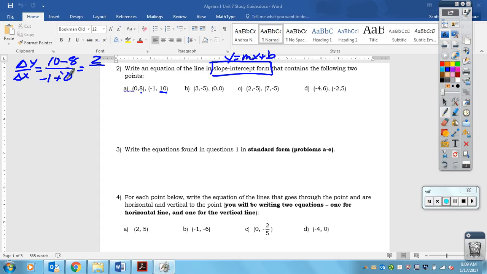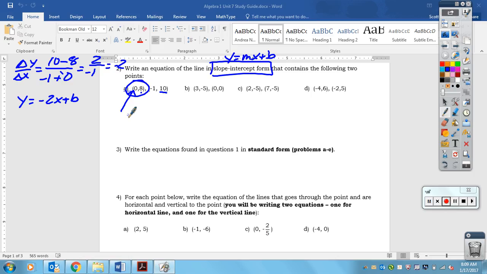It's 2 over -1, so it's a -2. Y equals -2x plus b. Gotta find my b. I can plug in either point, but lucky me, they actually gave me the y-intercept.